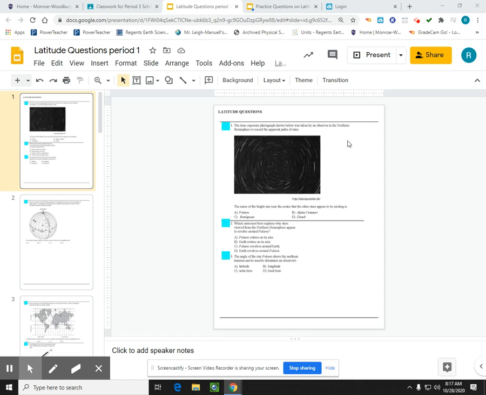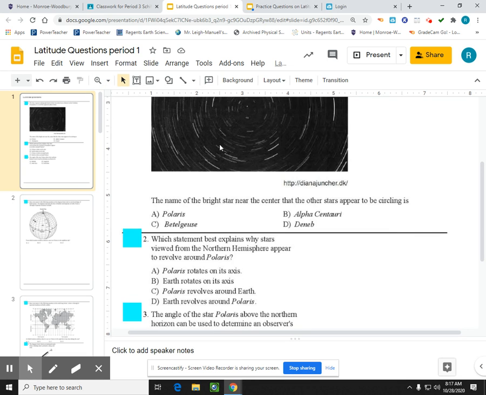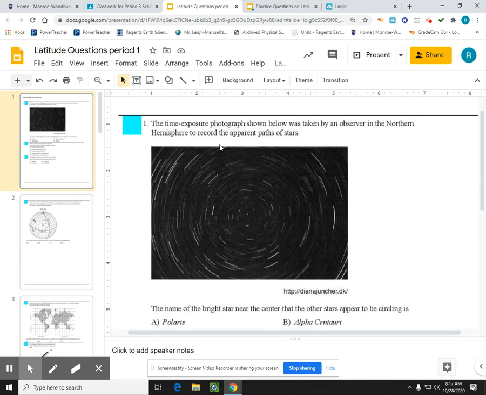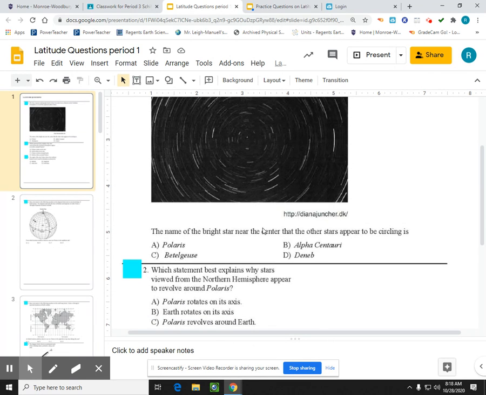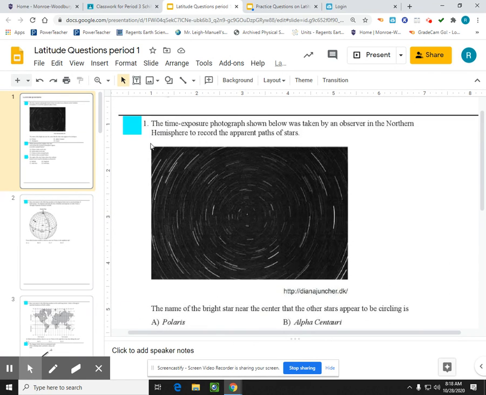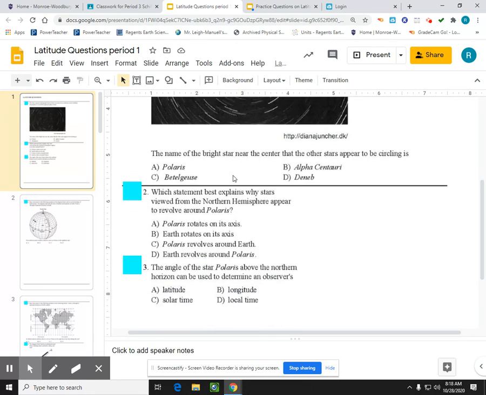Right, we're going to take a look at the latitude questions here. The first one has to do with looking at the star chart. It says the time exposure photograph shown below is taken by an observer in the northern hemisphere to record the apparent paths of stars. What you notice is one star in here is not moving. All the other stars are moving around, and the name of the bright star near the center would be Polaris. It would be A. Let's move on to the next question.